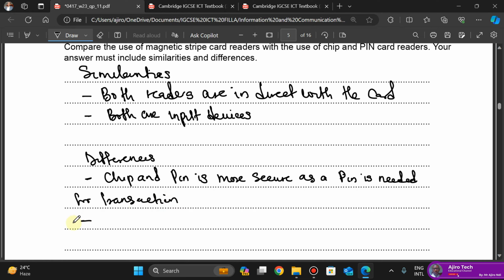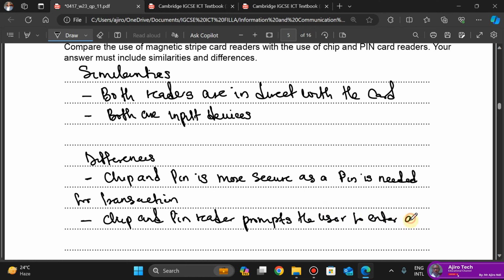Also, the chip and pin reader prompts the user to enter a pin. Because once you slot in your card, it's going to ask you for a pin. So you have to put your pin. So again, the chip and pin is more secure because a pin is needed for transactions and it will prompt you to put a pin.